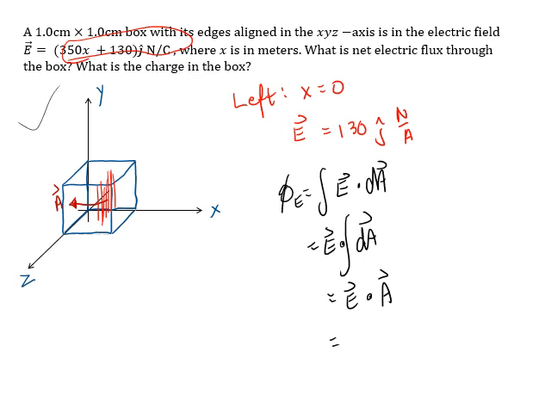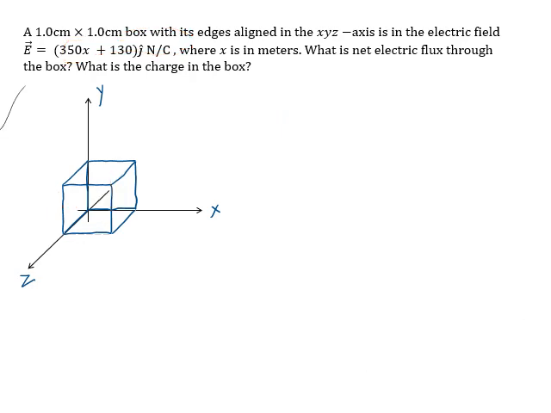So for our flux, we are going to have 130 j hat newtons per coulomb dotted with our area vector, 0.01 times 0.01, 1 times 10 to the minus 4 meters squared, in the negative i hat direction. Here again, we've got a j dotted with an i, which gives us 0. Okay, there's the left face done. Let's tackle the top face next. This one might take us just a little bit more time to get through.